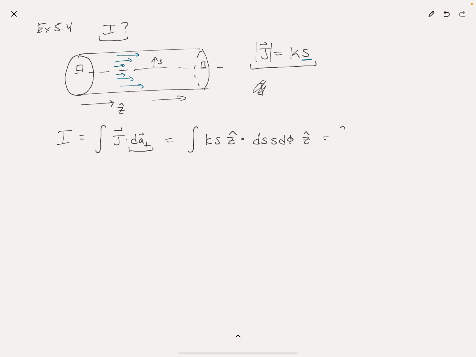So this is the integral of K S squared dS d phi. I need to integrate from 0 to 2 pi in phi, and from 0 to, I should say what the size of the wire is, radius a, so 0 to a. I'm going to get 2 pi times one third a cubed times K. That's the total current that travels through that wire.